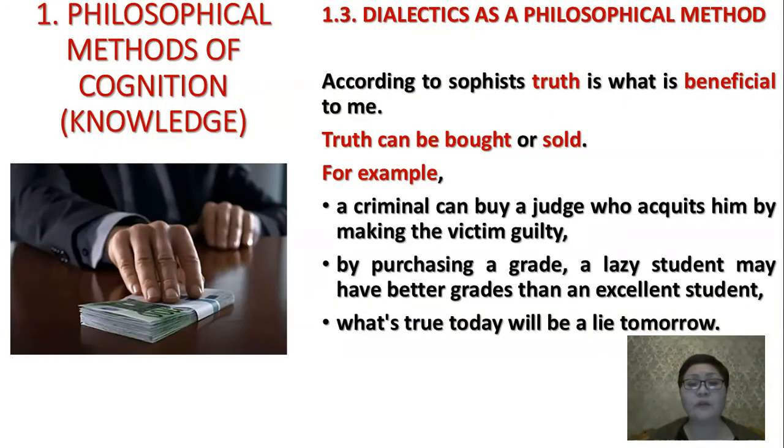According to the Sophists, truth is what is beneficial to me. Truth can be bought or sold. For example, a criminal can buy a judge who acquits him by making the victim guilty. By purchasing a grade, a lazy student may have better grades than an excellent student. What's true today will be a lie tomorrow.